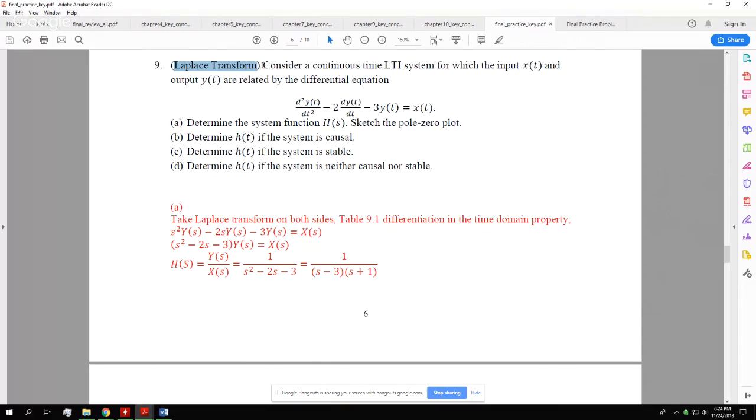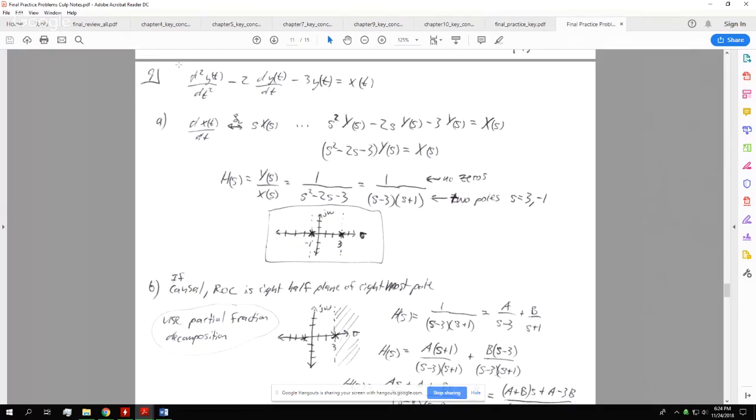So problem 9 asks us, consider a continuous time LTI system for which the input x of t and output y of t are related by the differential equation. And we're given the differential equation here. I'm not going to say it out loud because it's long. Part A wants us to determine the system function h of s, and then sketch the pole zero plot for that. So let's go to my notes. Here I rewrote the differential equation, and it's a second order differential equation. Our coefficients for our differentials are 1, -2, -3, and 1.